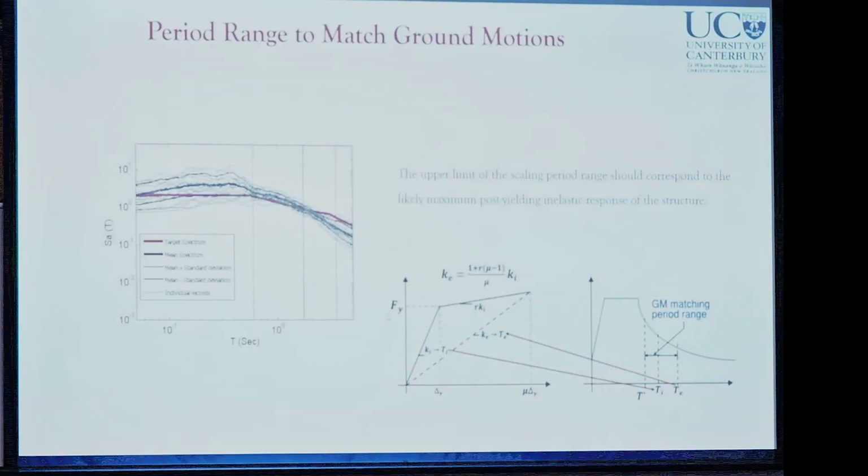What period range should we use to match the ground motions? We used the period with 90% mass participation factor for the lower bound. For the upper bound, the upper limit of the scaling period range should correspond to the maximum post-yield inelastic response of the structure. So we have in fact proposed this equation for the upper bound of the ground motion selection.